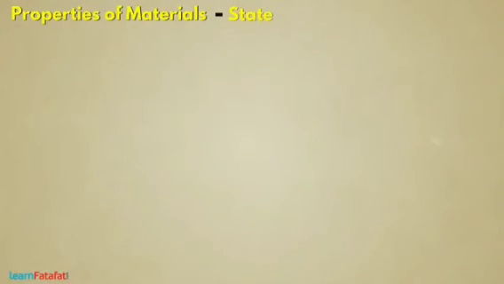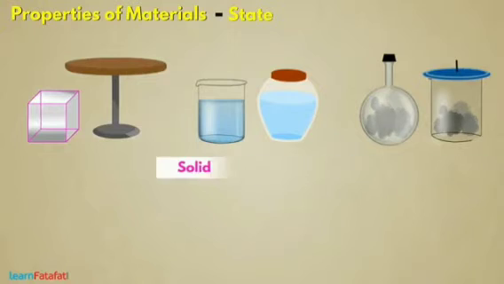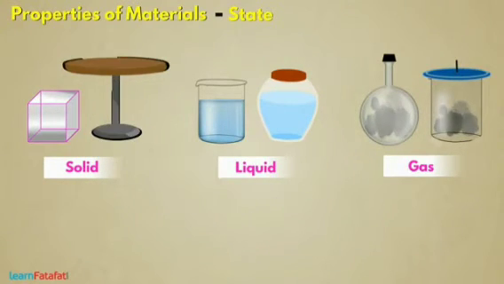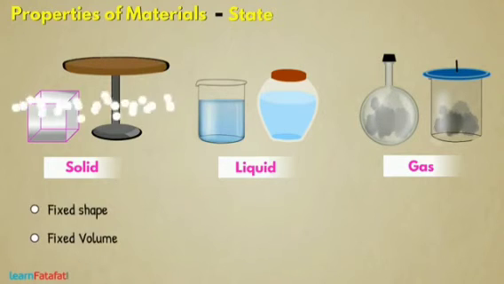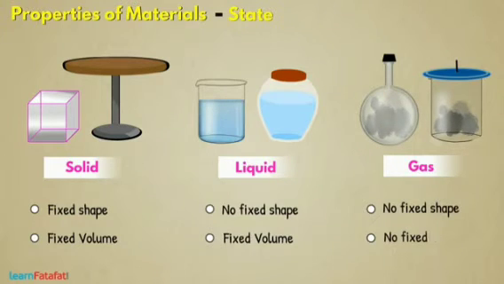State. Basically, materials exist in 3 states: solid, liquid, and gas. Those which have fixed shape and volume are solids. Those which have fixed volume but do not have fixed shape are liquids. And those which have neither fixed shape nor fixed volume are gases.